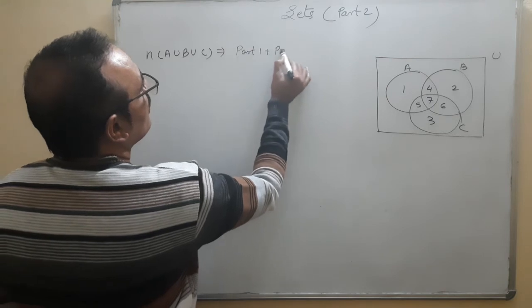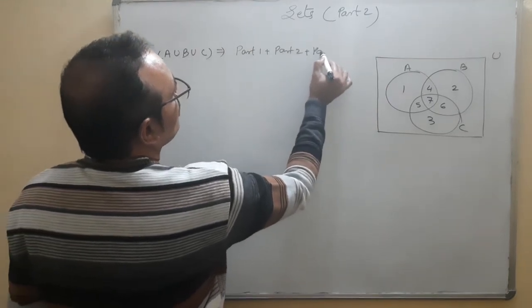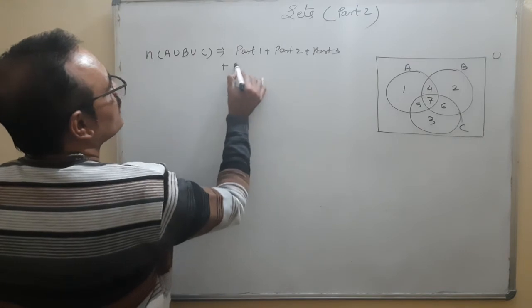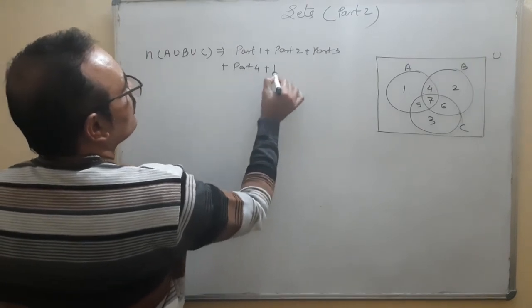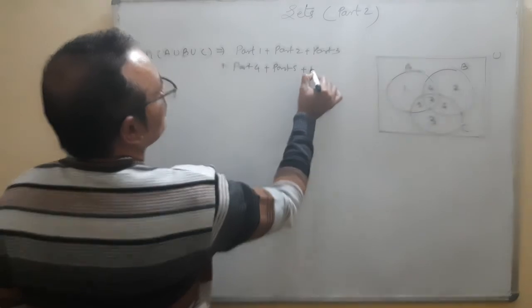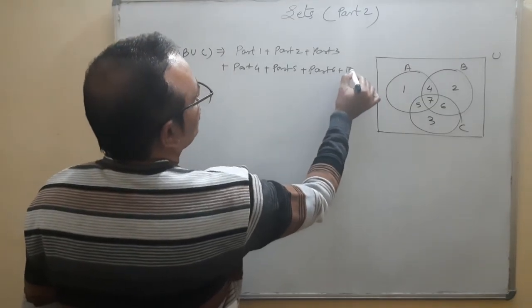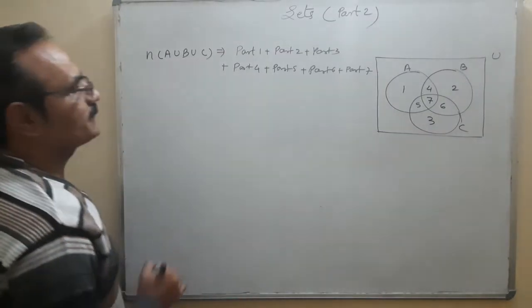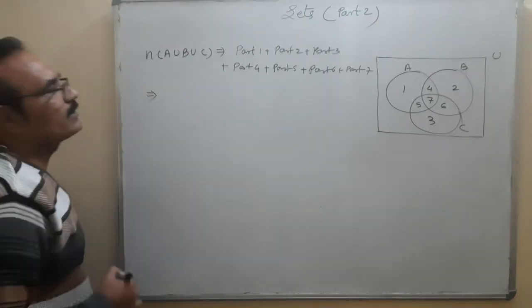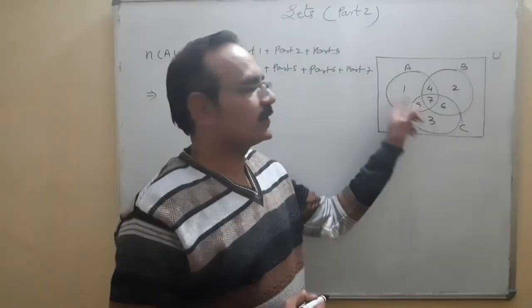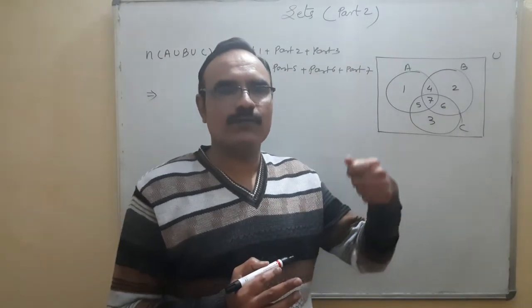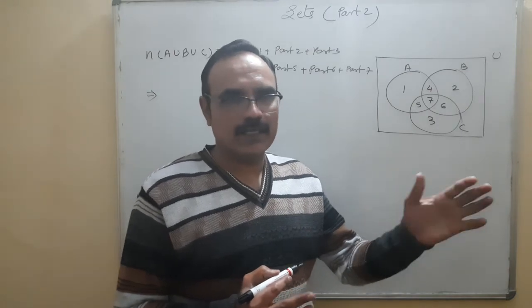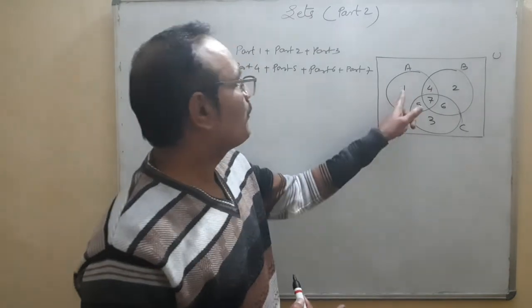Part 1, part 2, part 3 plus part 4, part 5, part 6 and plus part 7. Is that okay? I am writing everything now one by one. This is part 1. And this part 1 I want to write in the form of complete n(A), n(B), n(C), not in the numbers form. Remember, this is part 1.